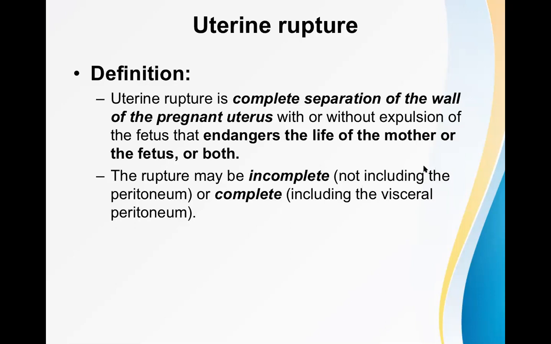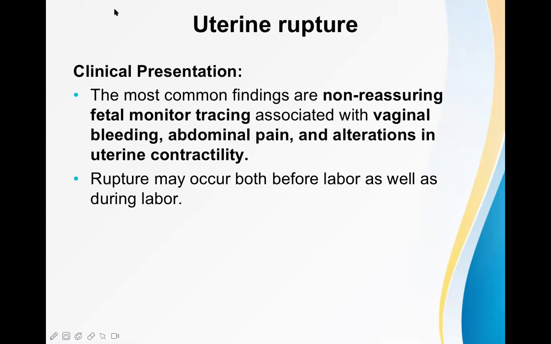Now remember the outermost layer, the perimetrium, and it is covered by peritoneum. Especially most of the part of the uterus is covered by peritoneum. If that rupture includes that peritoneum as well, then it is a complete rupture. Otherwise, it is incomplete.